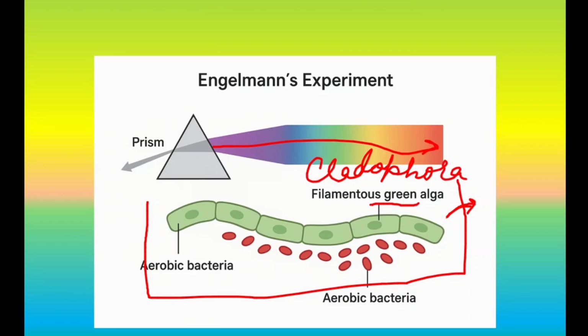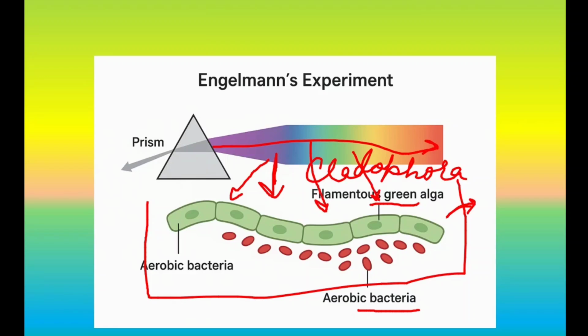So this cladophora algae is grown in a tank, and then he also puts some aerobic bacteria into the tank. And then this cladophora is provided with this spectrum of light, blue light, all the 7 colors were given to this cladophora. So what's happening?